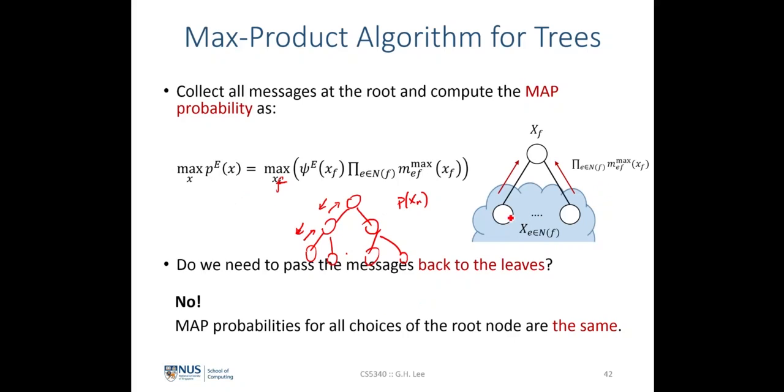But in this case, where we are computing the max product algorithm for trees, we realize that regardless of whichever random variable in the joint distribution we choose for the root node, the resulting maximal probability that we get over here will always be the same.